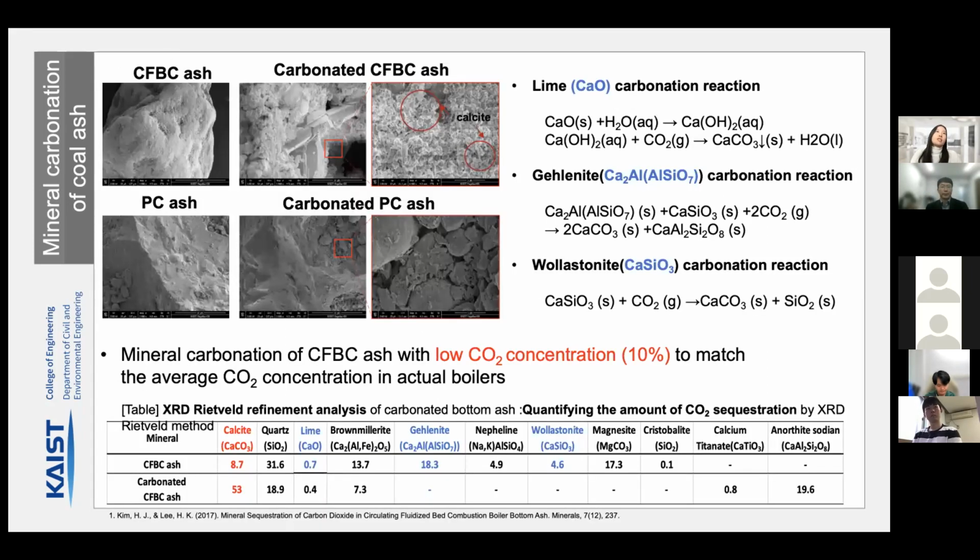Both coal ashes are carbonated with the actual CO2 concentration of the power plant. SEM images confirm that calcites, which are calcium carbonate, are produced during the mineral carbonation in CFBC, which has abundant calcium minerals. And also from XRD results, lime and calcium-bearing minerals in CFBC also participated in mineral carbonation. That stable carbonated ash can be used as an aggregate or additive in concrete.